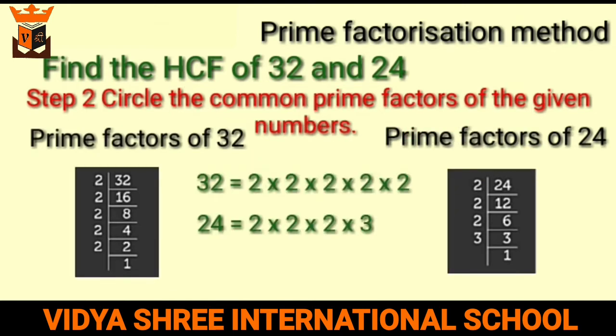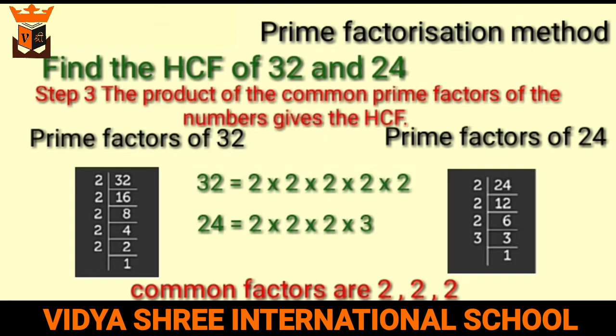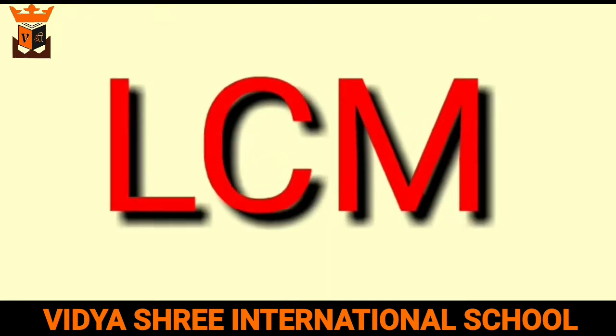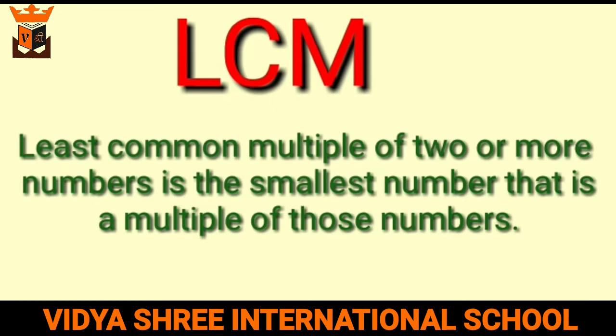In step 2, we will circle the common prime factors of the given numbers. Here the common factors are 2, 2 and one more 2. In step 3, the product of the common prime factors of the numbers gives the HCF. So the HCF of 32 and 24 will be 2 multiplied by 2 multiplied by 2, which is equal to 8.